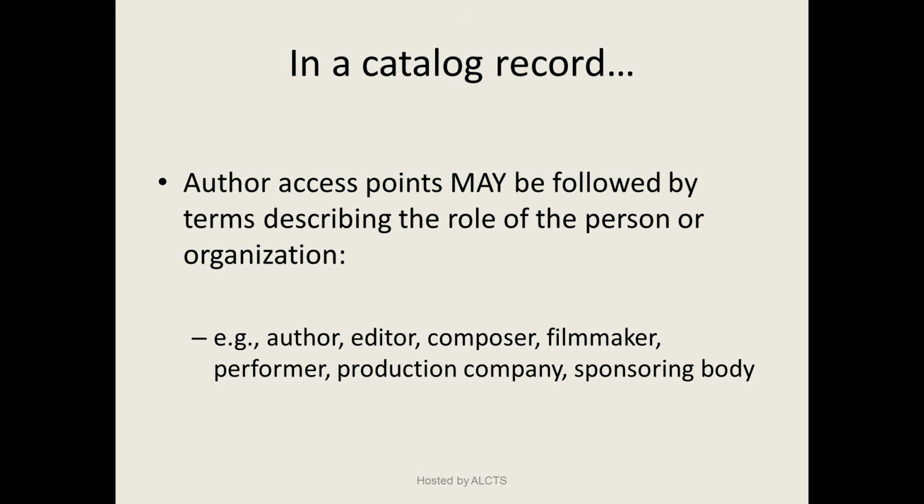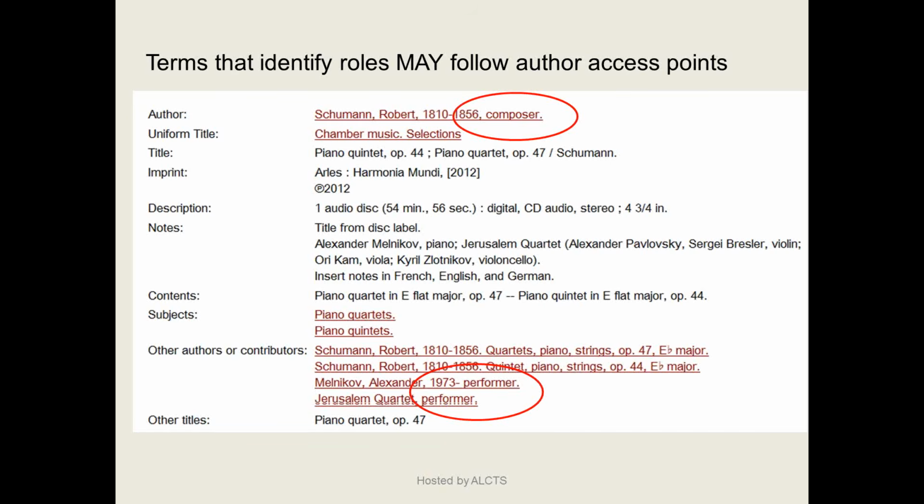So in a catalog record, author access points may be followed by terms describing the role of the person or the organization, such as author, editor, composer, production company, sponsoring body. I say may because this is optional in RDA. Not all records will include it. If you do see it in a record, this is how it would appear.